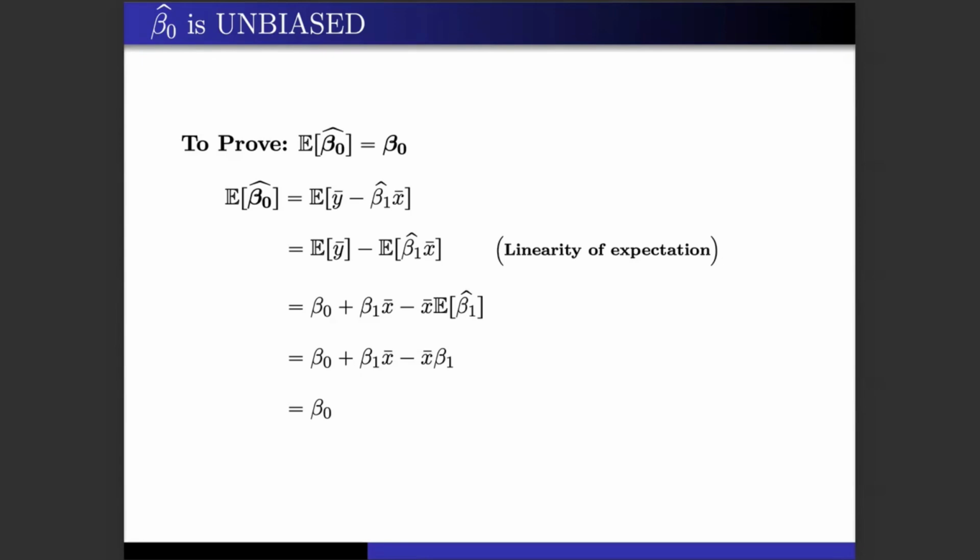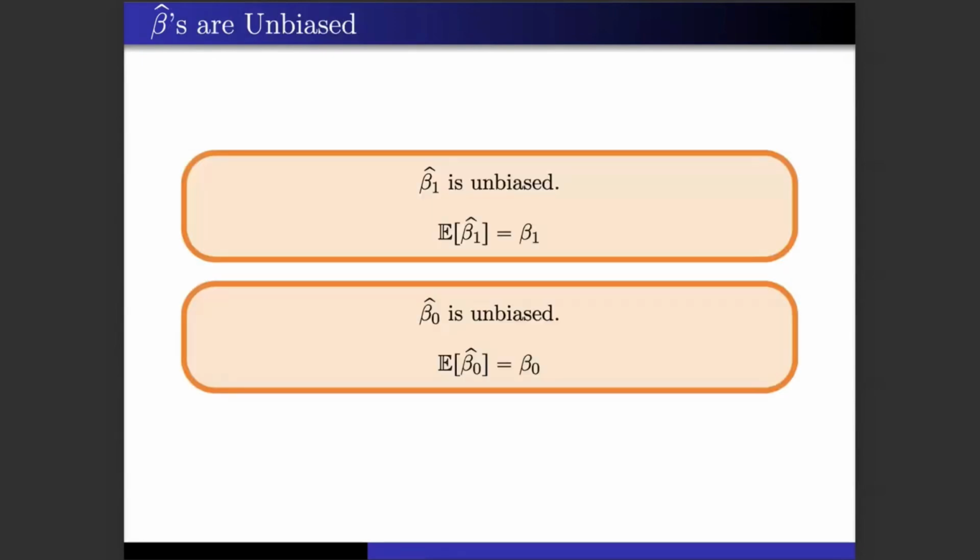So in this video, we learned that beta 1 hat and beta naught hat, the estimates of beta 1 and beta naught obtained using the ordinary least squares estimation method, are unbiased. That is, expectation of beta 1 hat equals beta 1 and expectation of beta naught hat equals beta naught.